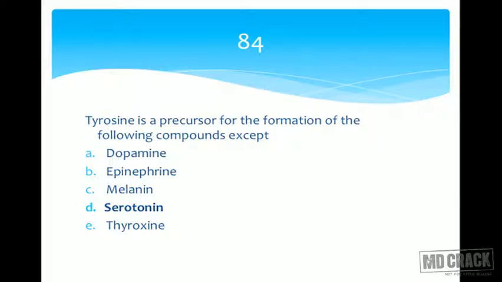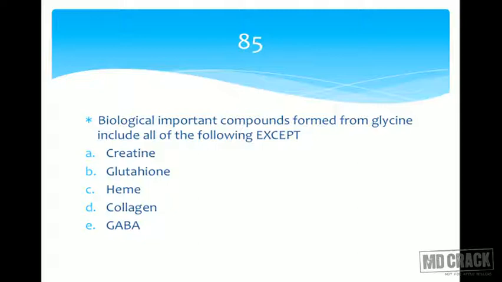Let's go to the next question. Biologically important compounds formed from glycine. We're looking at the whole of amino acid metabolism. They include all of the following except... So the answer is GABA. GABA is got from glutamate. Glutamate is converted to GABA.